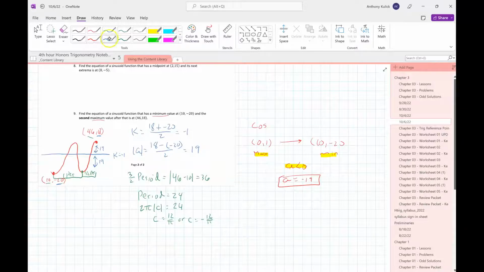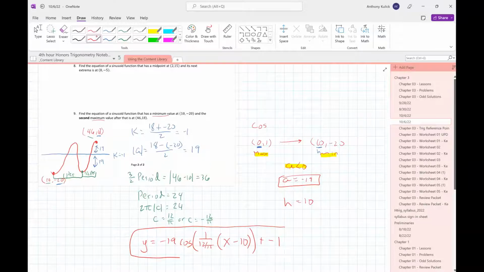And then the h value, since the x-coordinate for my parent function is 0, the x-coordinate for my transform function should just be h. That's everything I need. So I can say y equals -19 cosine of 1/12 pi times (x minus 10) plus -1. And you could simplify that a little bit if you wanted to, but this is fine. Is that okay, Rita? Yeah.